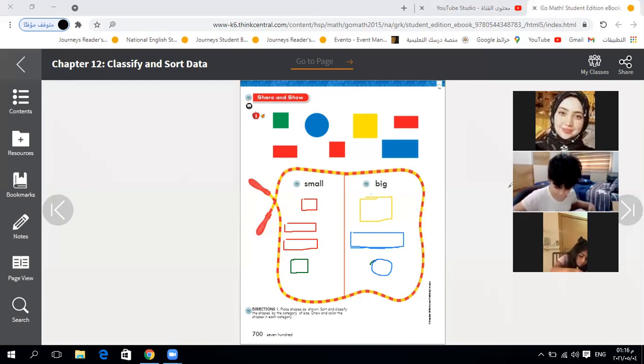Okay, yalla, do it. So in the small category, we have two squares and two rectangles, okay? In the big category, we have the yellow square, the rectangle, and a circle. So we have three big shapes and four small shapes. Yalla, do it.